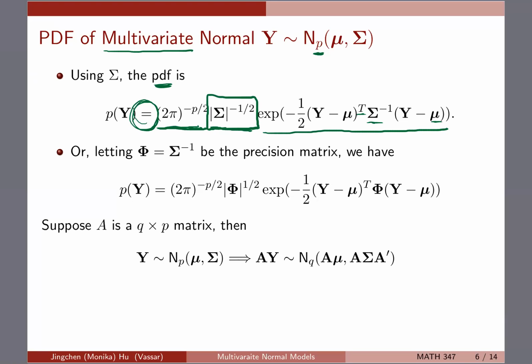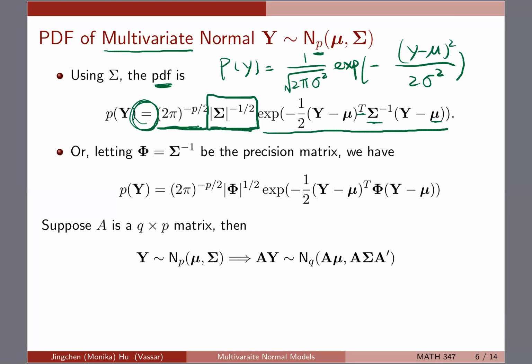I will pause here for a little bit, and I will write the regular univariate case over here, so you can have a look at how it is extended. So this is the univariate normal. In the multivariate normal, you see that this 2 pi to the power of negative p over 2 is an extension of the univariate. Now you have p dimensions, so it is raised to the power of negative p over 2 instead of negative 1 over 2. And for the variance, over here it's just 1 over sigma, while this is the determinant.